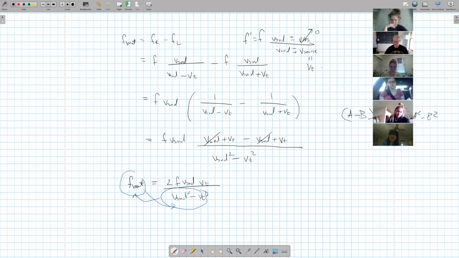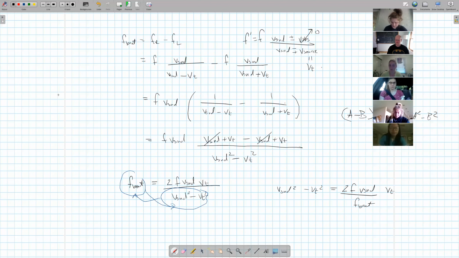So finally what I'm going to get is that speed of sound squared minus speed of the truck squared is equal to twice the frequency times the speed of sound divided by the beat frequency, all times the speed of the truck. That's okay?